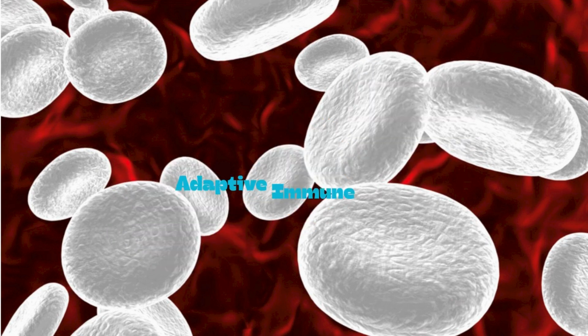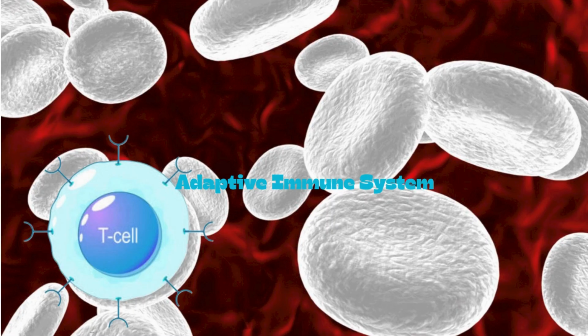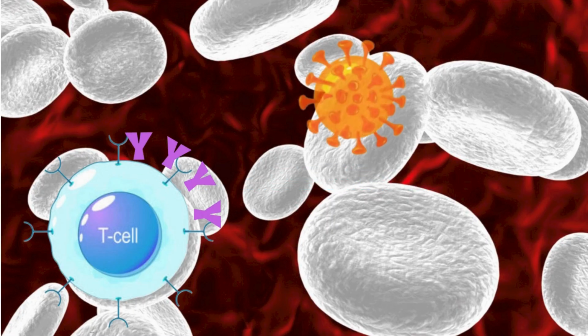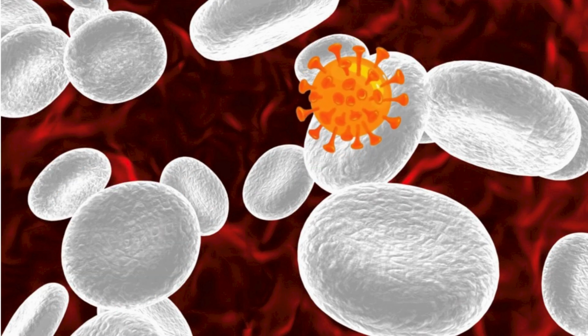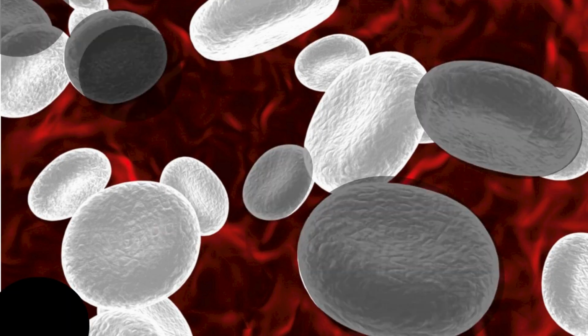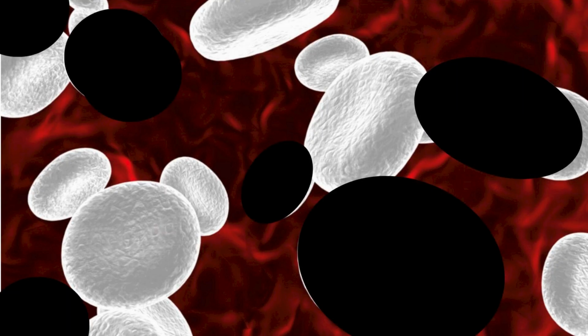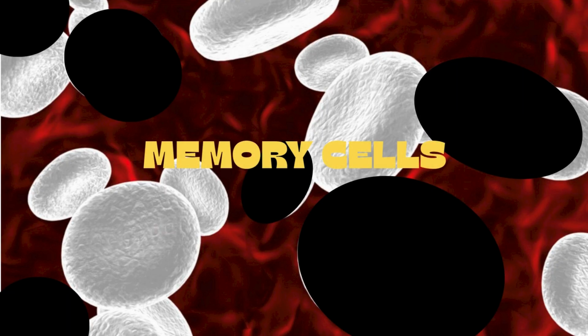As the adaptive immune system is activated, B cells begin producing antibodies specifically designed to bind to the pathogen's antigens. Over time, the immune response clears the infection. Most immune cells die off, but a few specialized cells remain behind as memory cells, ready to respond faster in the future.